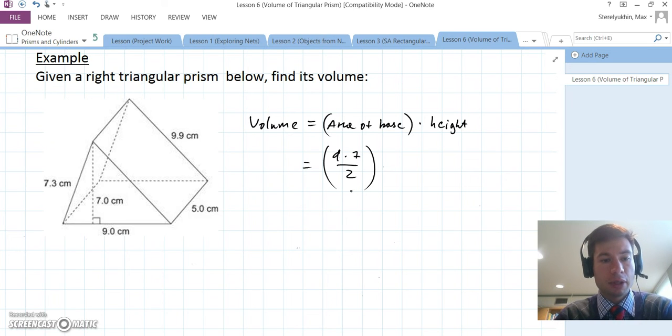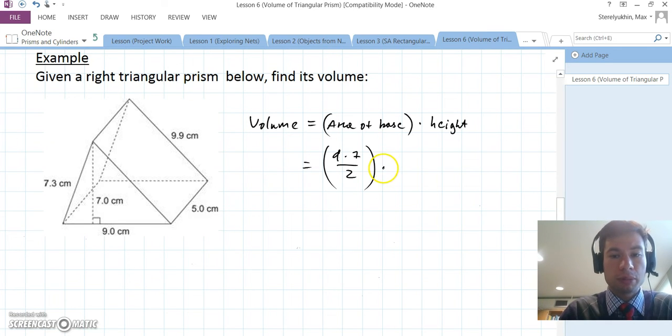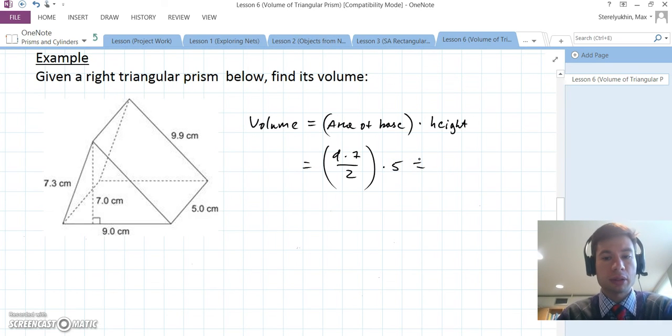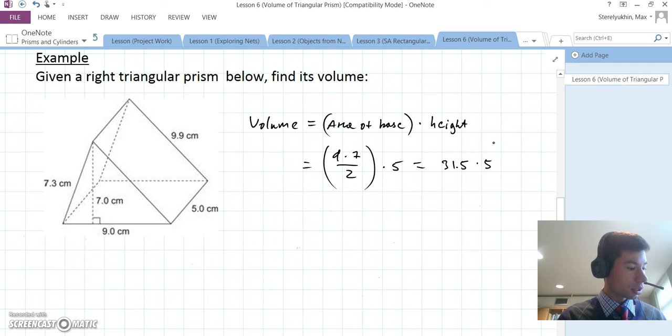And then the height of this prism, if you imagine it being flipped down and sitting on the triangle, is going to be 5 centimeters, because that's going to be the height of the prism sitting down on the triangle. So multiply by 5. And all we have to do now is calculate what this is. This is 63 divided by 2, which is 31.5 times 5. And I'm just going to use my calculator on the side here to give me the value, which is 157.5. And the units for this are centimeters cubed, because we're dealing with the volume.